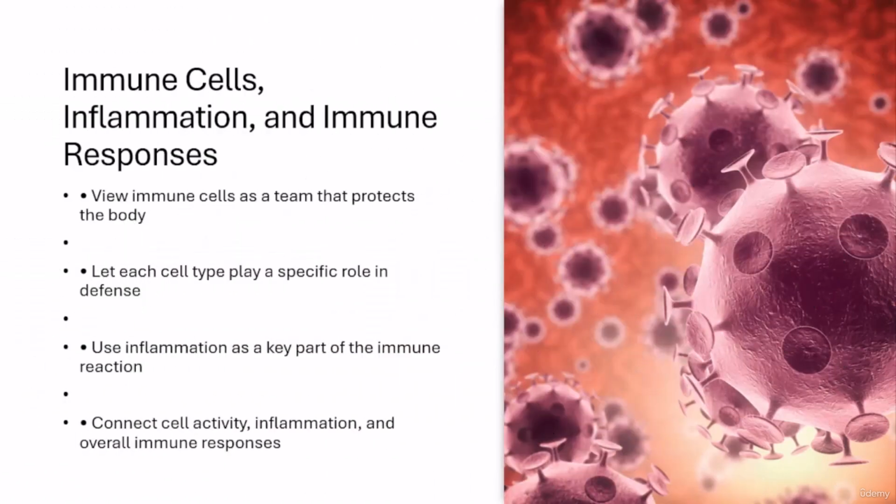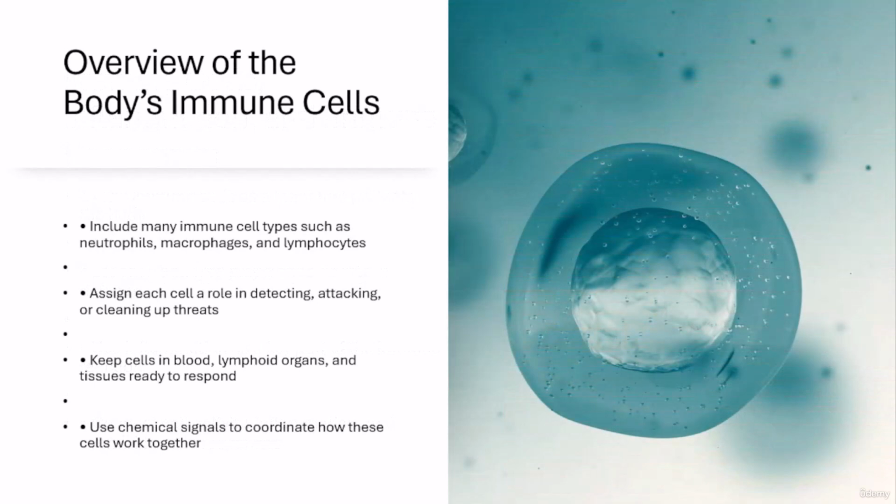In this lecture, I want to explain how different immune cells work together and how inflammation fits into the overall immune response. Understanding the roles of these cells makes it easier to see how the body reacts when something harmful enters and how it tries to remove it and protect the tissues. The body uses many types of immune cells, and each one has its own role in recognizing threats, reacting to them, and cleaning up afterwards.